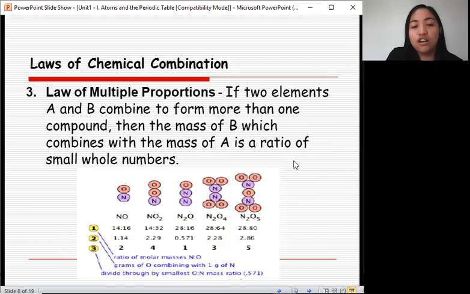Last is the law of multiple proportion. So it states that if two elements A and B combine to form more than one compound, the mass of B which combines with the mass of A is a ratio of small whole numbers. So as you can see sa ato ang example, di ba, gataas pod A which is N and O which is oxygen are B. So gataas siya. So, ang ilaha nga, ang mass pod sa ratio gataas, but in a small whole number.